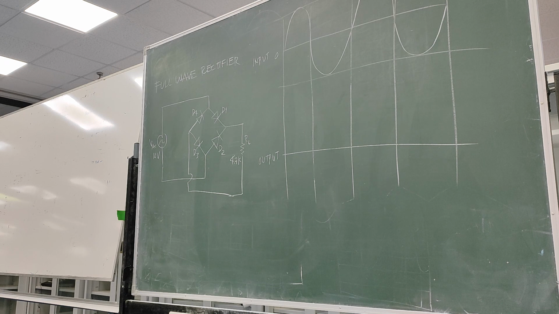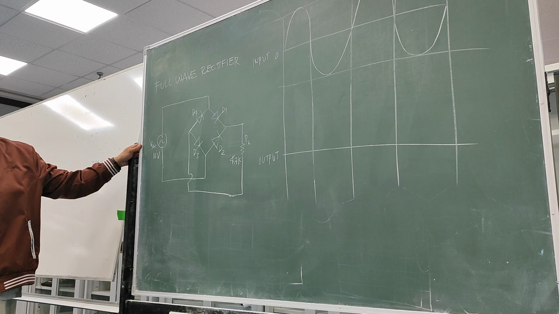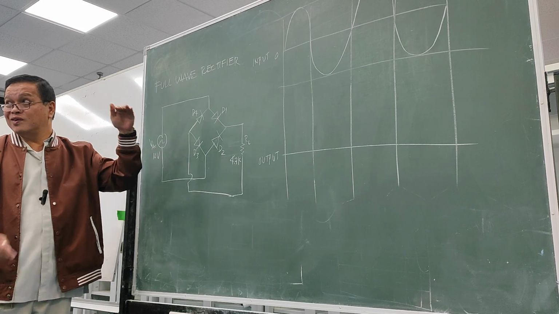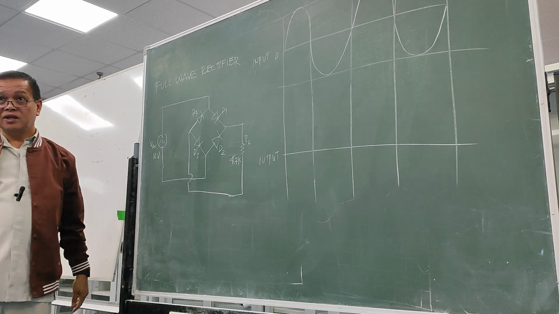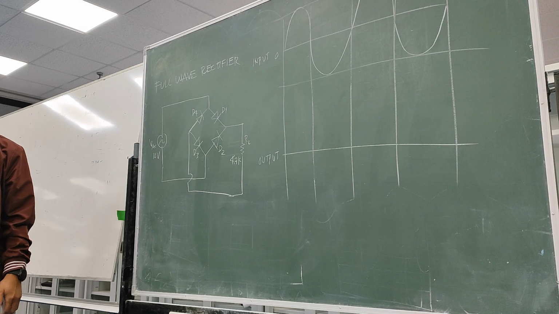So I think that would be the fourth lab. We will have full wave. This one is what we call the full wave rectifier bridge circuit. We call it a bridge circuit because, you know why? This looks like a bridge. You know a bridge? That's why I call it the full wave rectifier bridge circuit.